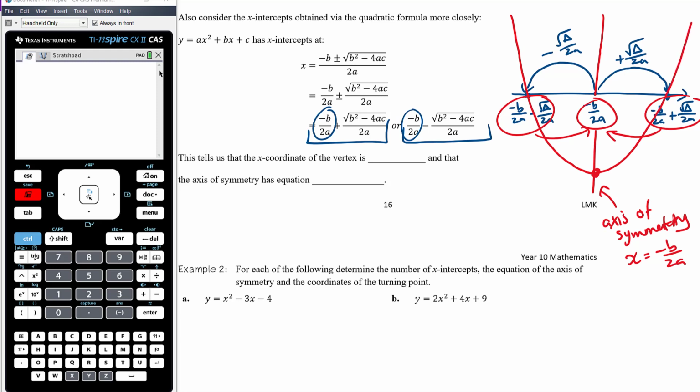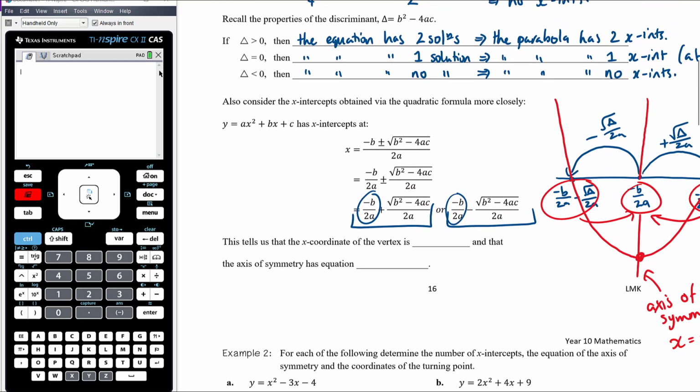So negative b on 2a is really helpful. It gives us our axis of symmetry, hence it gives us the x-coordinate of our turning point. So the format of these solutions tells us that the x-coordinate of the vertex is negative b over 2a, and that the axis of symmetry has equation x equals negative b on 2a. And so it can be quite an efficient way to get to the turning point.